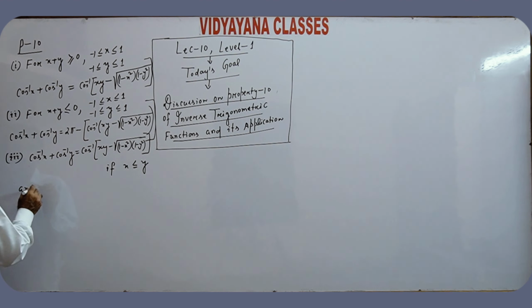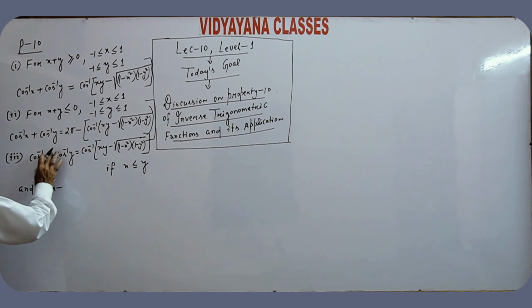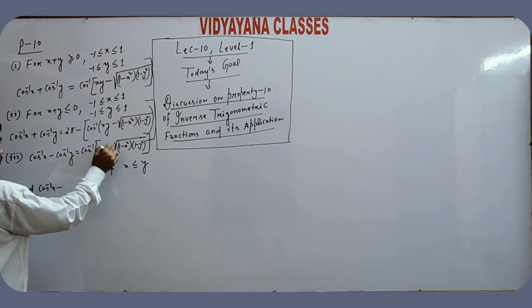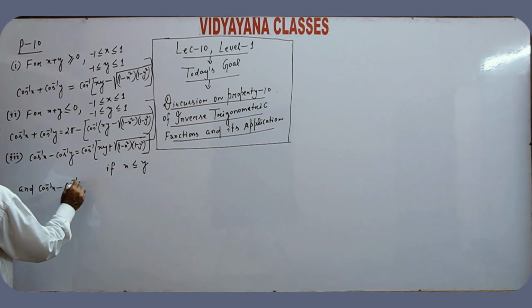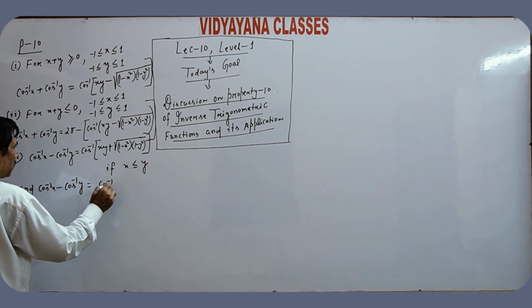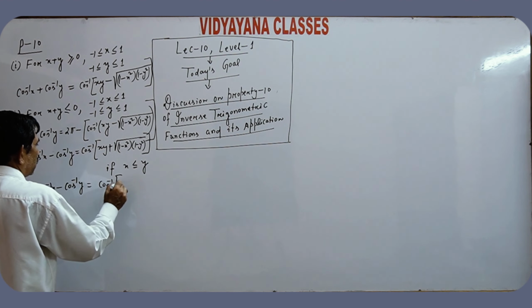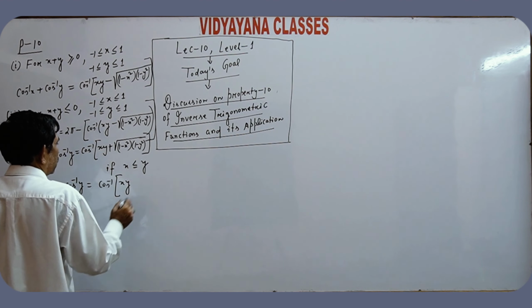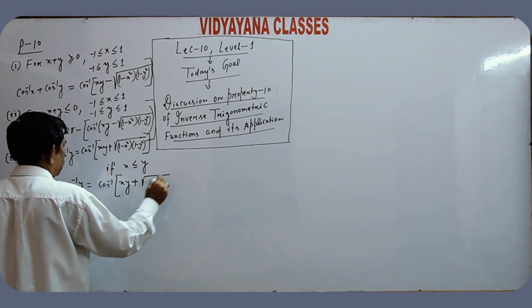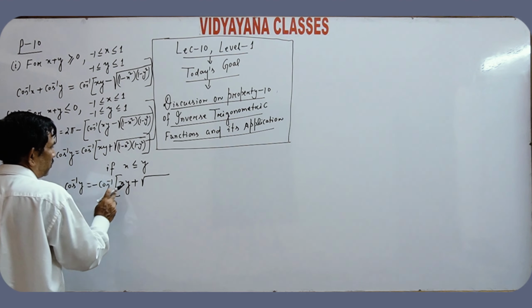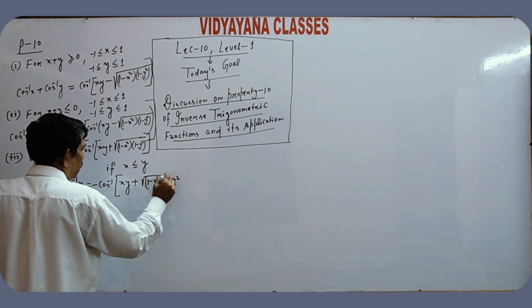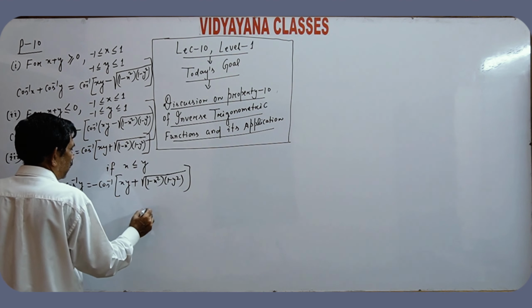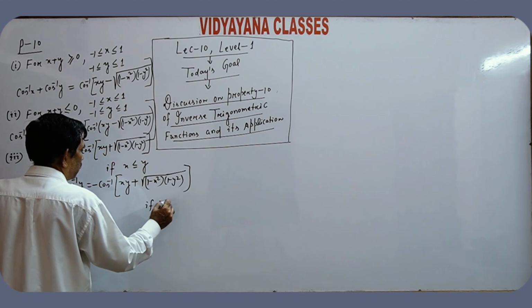And for cos inverse x, it is minus, it is plus. Cos inverse x minus cos inverse y is equal to cos inverse of xy plus root of 1 minus x square into 1 minus y square, if x is greater than or equal to y.